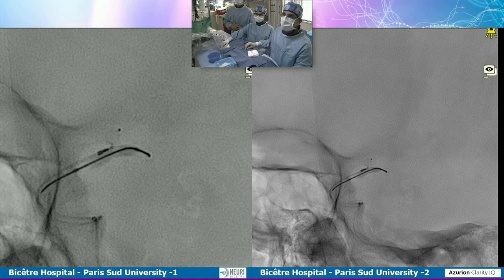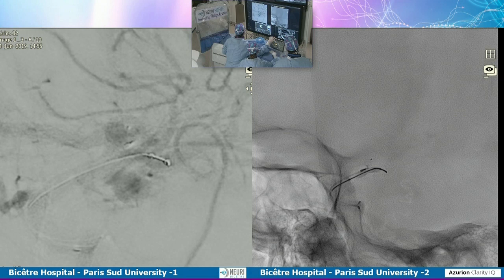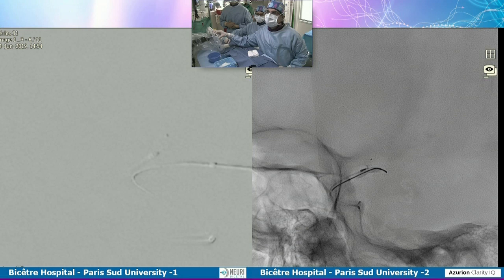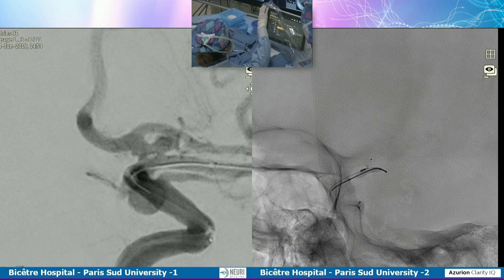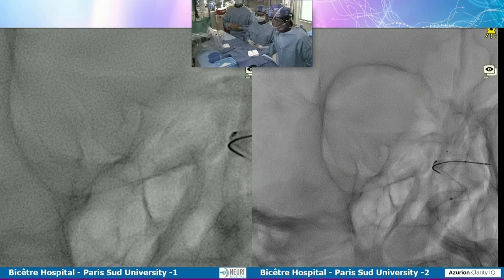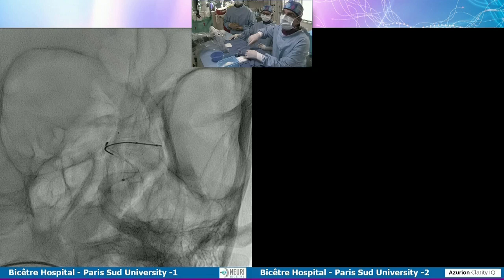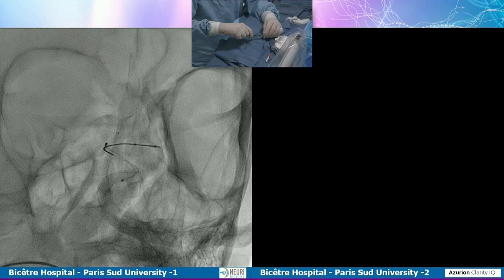So you know that this is the AP view, this is an oblique view. Switching to the lateral. So this is a magnification. We are going back to AP view. Balloon is still inflated, but it's going to be deflated, and control angiogram and vasocity.